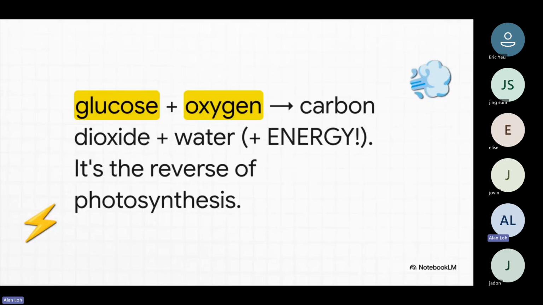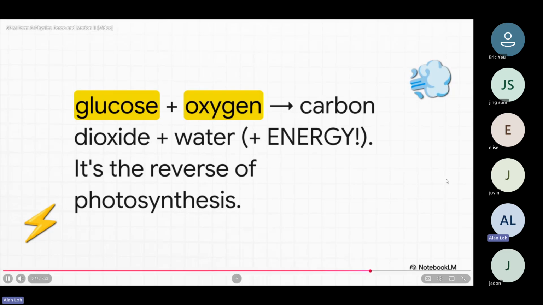Now, take a really close look at this equation. Does it look familiar? It totally should. It's the exact reverse of photosynthesis. We take in glucose and oxygen, and our cells release carbon dioxide, water, and most importantly, a whole lot of usable energy. It's a perfect circular pattern.